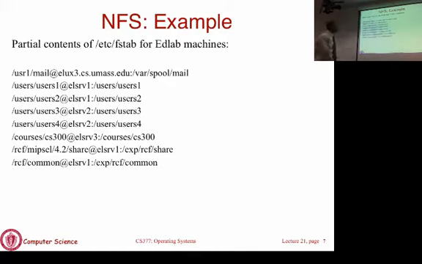Okay, so this is simply a list of some of the contents of the FS tab on the AppleShare server. As you will see, this is basically the mapping. So it says /courses/CS300, that's AppleShare server 3. So this directory is actually on that server. And on a local machine, it's mapped to /courses/CS300.